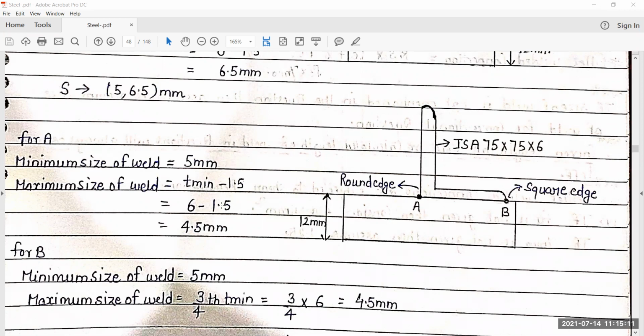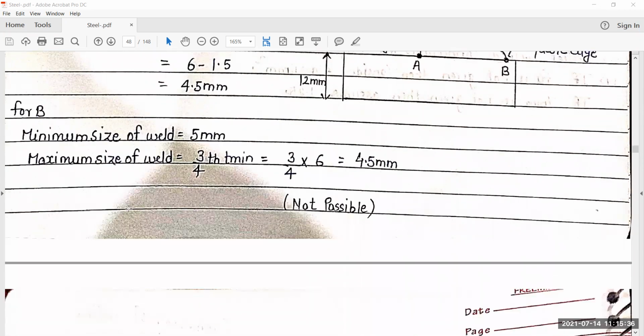Then the square edge A or B is rounded. So the minimum size of weld is 5 mm. The maximum size of weld for a rounded edge is 3/4 times 6, equal to 4.5 mm. Okay, this is not possible.